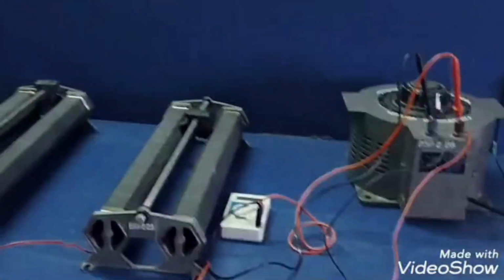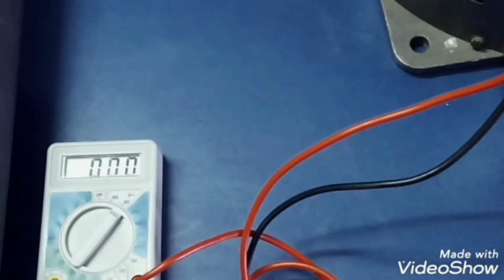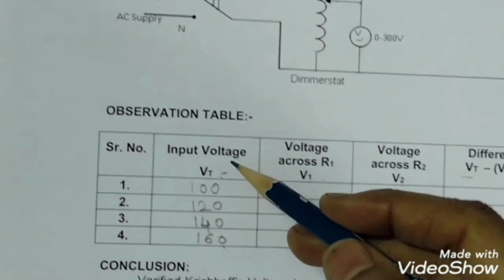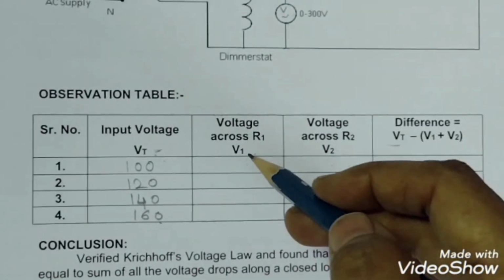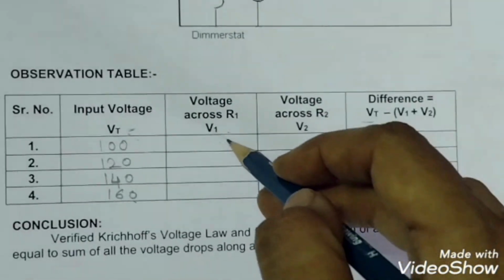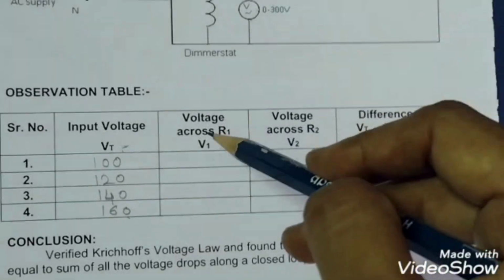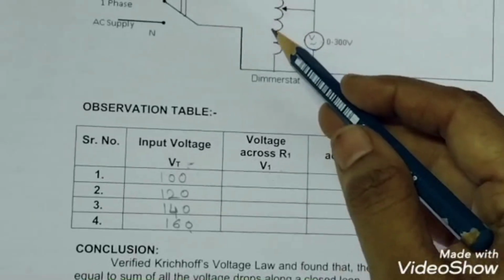Now here we are using a multimeter instead of a voltmeter. So we will take readings one by one. Let's start. Now we will set the incoming voltage to 100 volt and we will measure the voltage across resistance R1 and the voltage across resistance R2 using the multimeter. First we will set 100 volt across the dimmerstat.